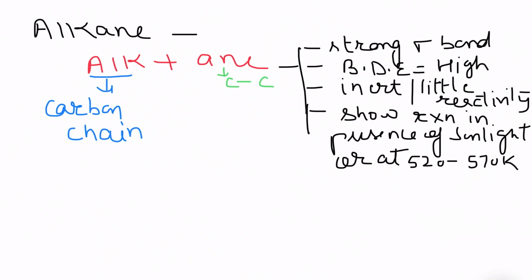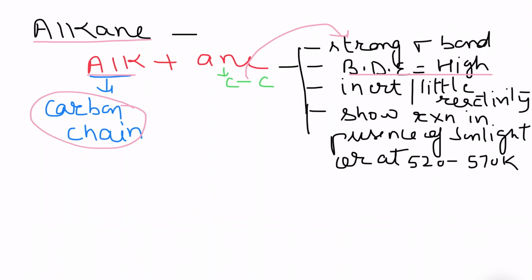The main component of the reaction is alkane. Alkane is basically a combination of alk plus ane. Alk is the carbon chain part, whereas ane means a single covalent bond between carbon and carbon. This single covalent bond is a sigma bond which arises because of an extensive overlapping between the orbitals. That's why its bond strength is quite high. So because of high bond strength, a large amount of energy is required to cleave this bond.